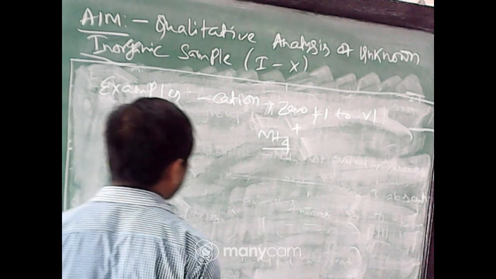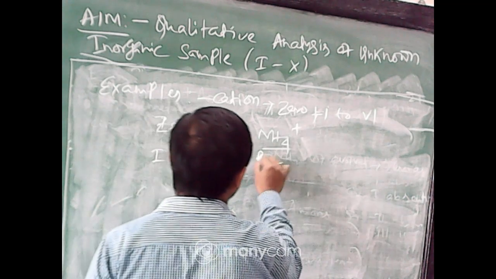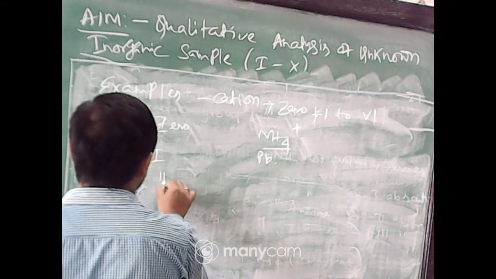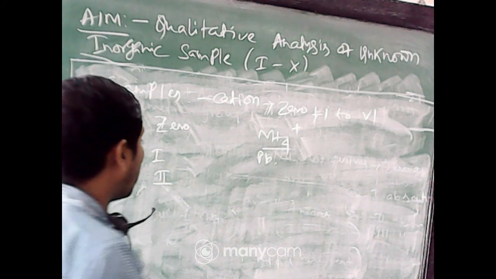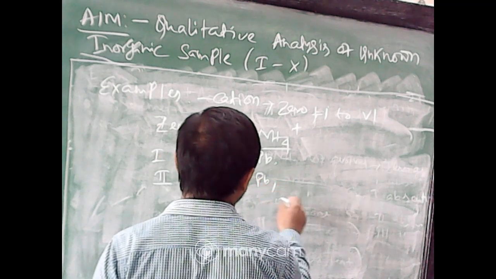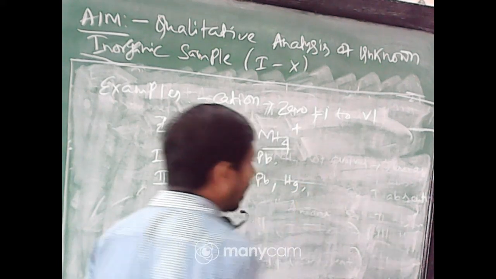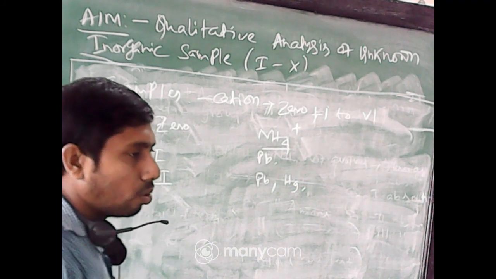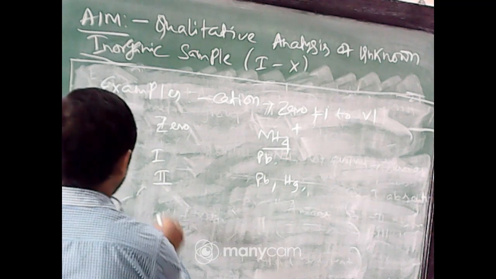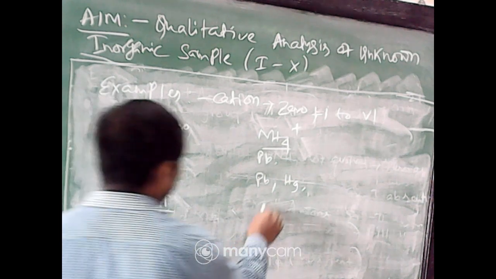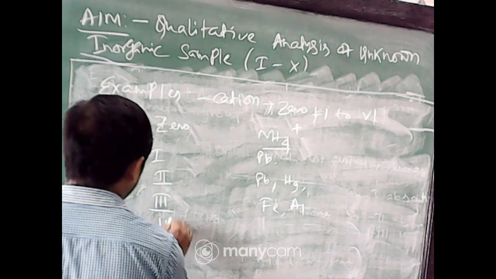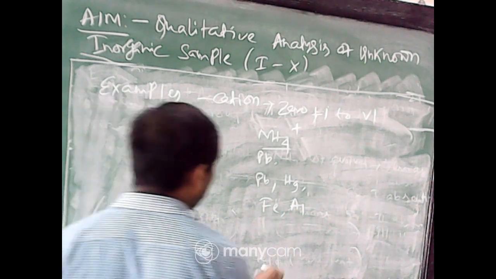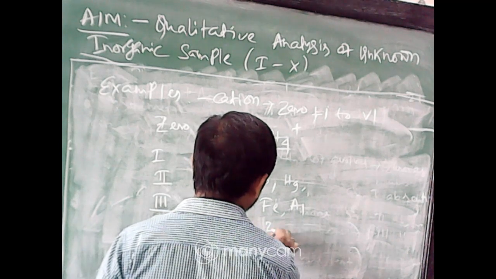In group 1 is lead, mercury, etc. In group 2, the lead, mercury, with that the arsenic, antimony are there, but we will not consider that one. Now group 3, here the important ones are aluminium and iron. Group 4 is zinc.